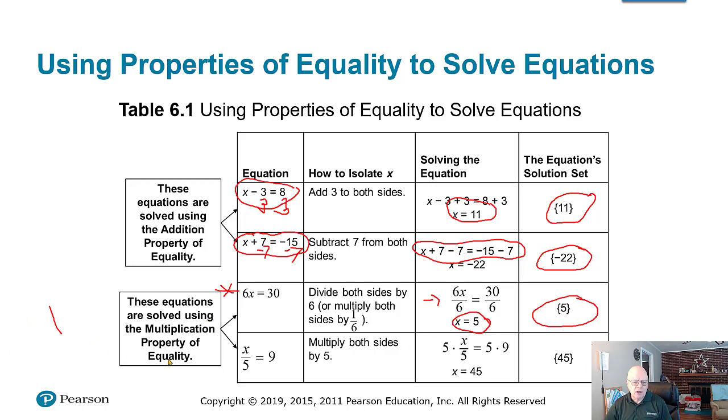And number 4, instead of 6 times x, you got x divided by 5, so you do the opposite thing. You multiply both sides by 5.